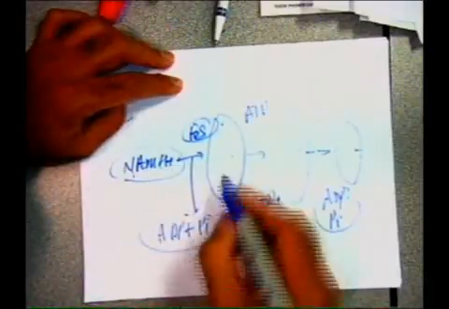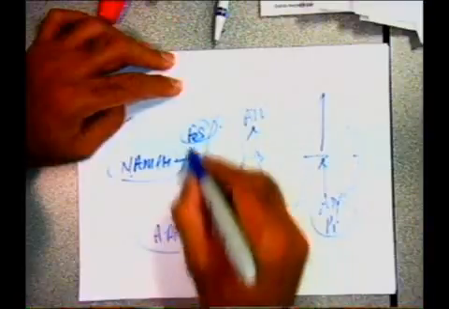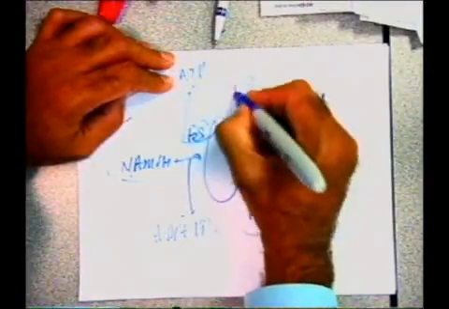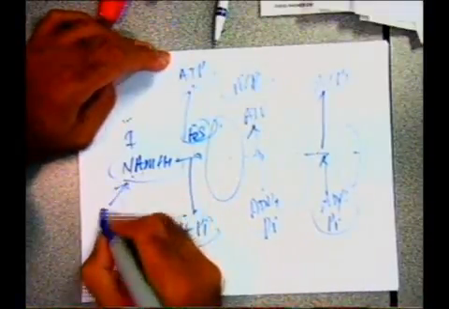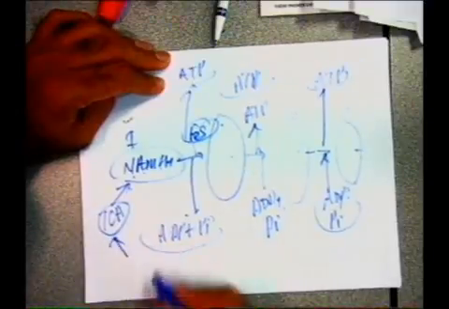Depending upon the substrate, if NADH is the substrate, it will feed in and 3 molecules of ATP will be produced, 3 ATP molecules for 1 NADH, as it goes through this electron transport chain. Where is this coming from? This is coming from the TCA cycle, the tricarboxylic acid cycle.